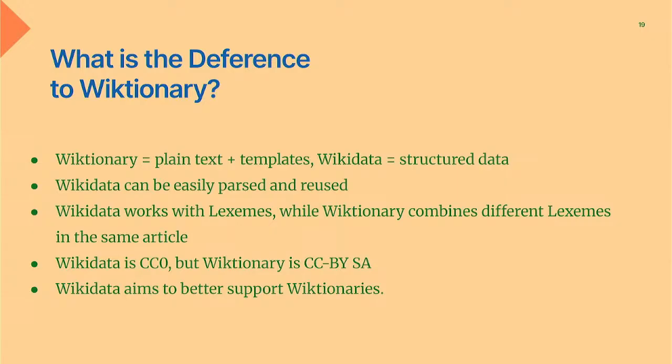Okay, now moving forward, Wikidata works with what? Lexemes, while Wiktionary combines different Lexemes into the same article. We should know this, so jot this down. What is the difference to Wiktionary? Wikidata works with Lexemes, while Wiktionary combines different Lexemes into the same word article. Wikidata is CC0, but Wiktionary is CC BY-SA. So this is the license for Wiktionary, and this is the license for Wikidata. Wikidata aims to better support Wiktionary. So these are the differences.